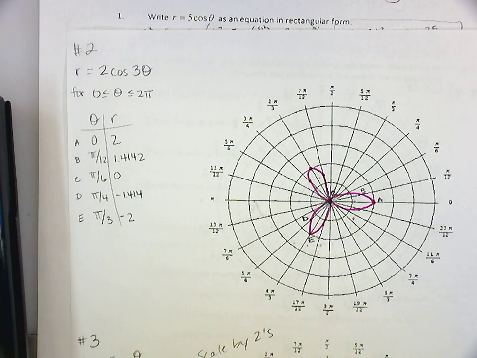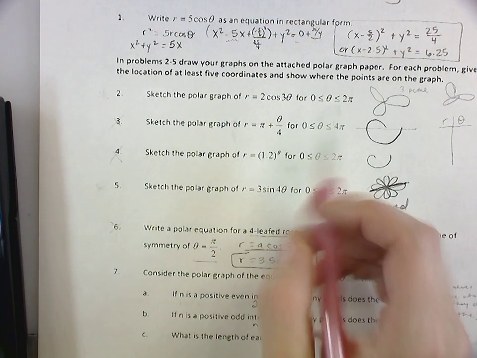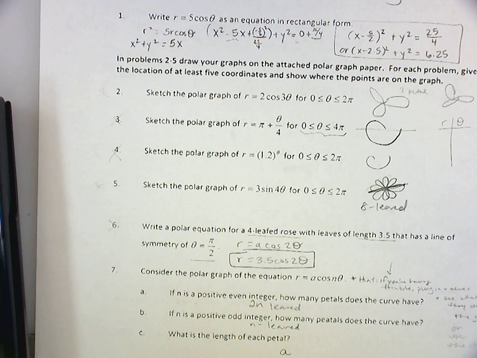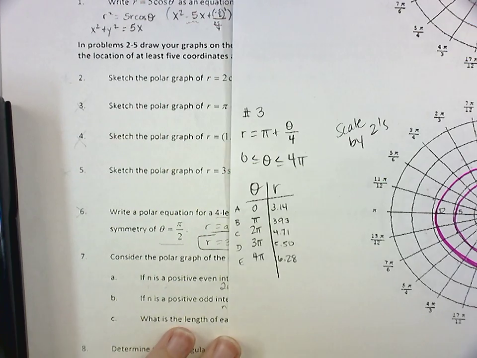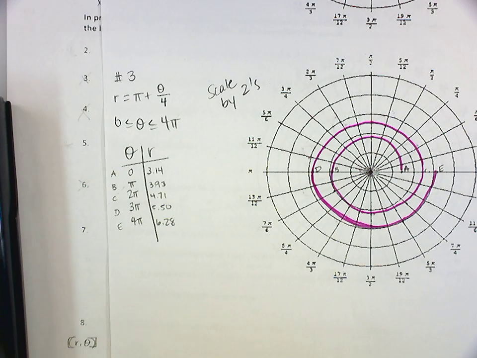Okay, now the second one, I noticed that here theta was in between 0 to 4 pi. So then I had to make sure that my points went up to 4 pi. So this was my table. Okay, so I used 0, pi, 2 pi, 3 pi, 4 pi. And this is going to be a spiral. I was doing so good, and then I got here, and then I was like, oh, I can just wing this around, and then it didn't turn out so good.